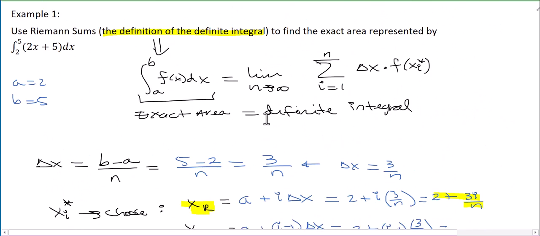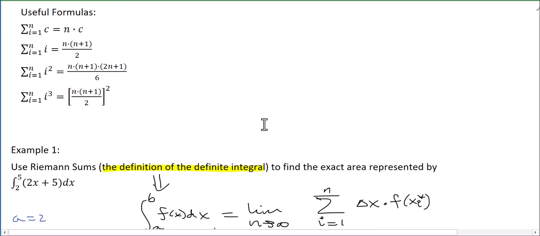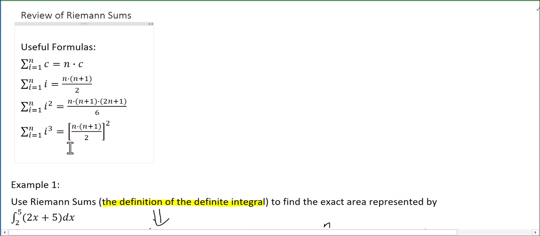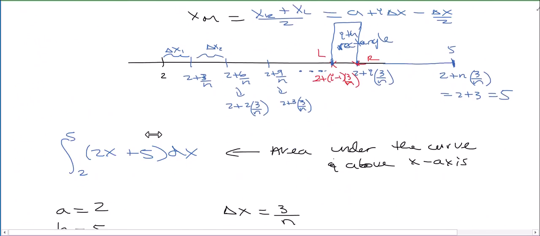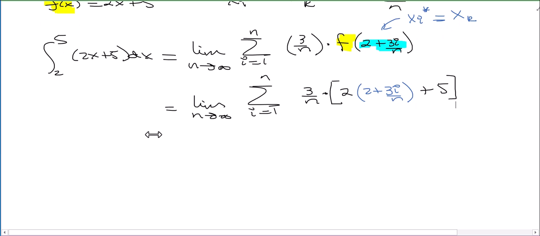And our goal is to simplify that Riemann sum enough so we can use these formulas. We want to be able to get rid of anything that has a summation with an i and change it into one of these so that we can take the limit. So right now I see, okay, I have this, so let's multiply it all out because my goal is to be able to take the limit. So I need to first get rid of my summation. So let's simplify as much as we can.